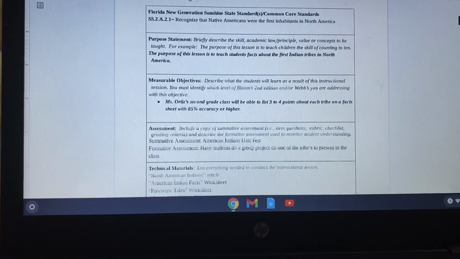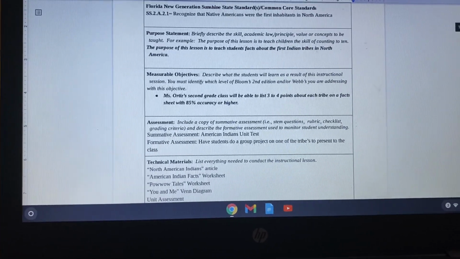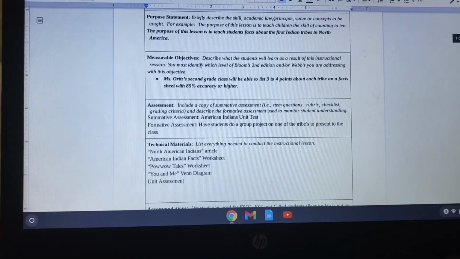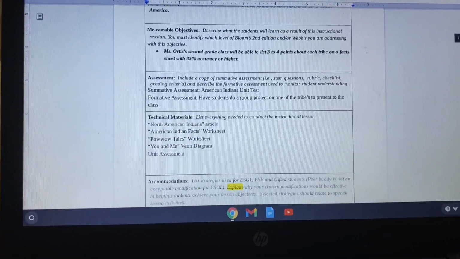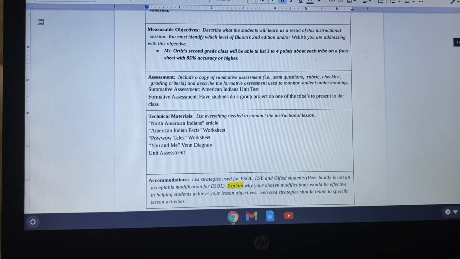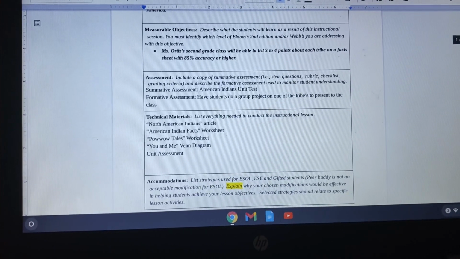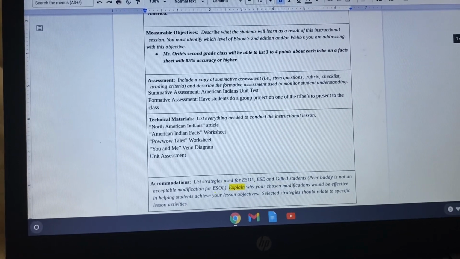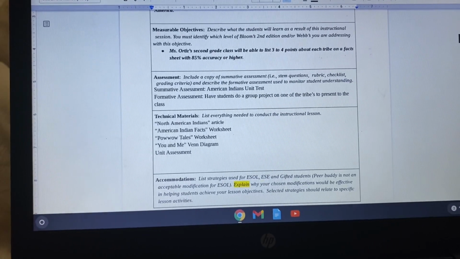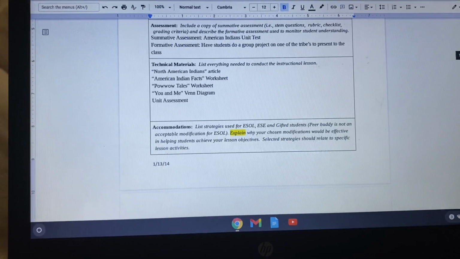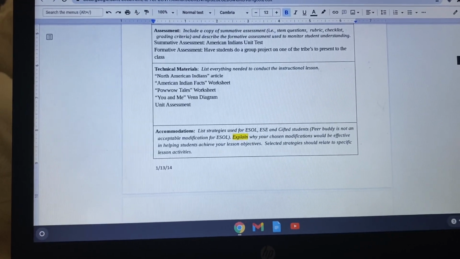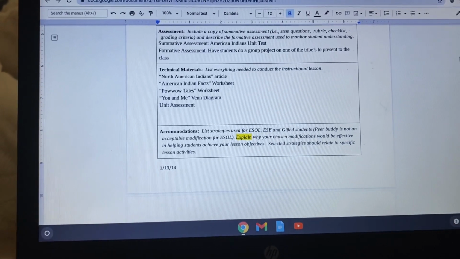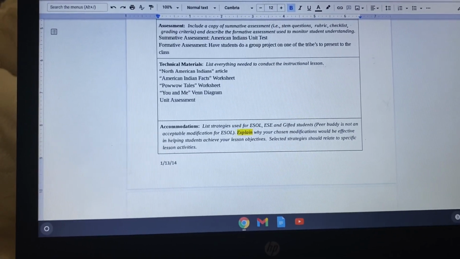My objective was Miss Ortiz's second grade class will be able to list 3 to 4 points about each tribe on a fact sheet with 85% accuracy or higher. My summative assessment is an American Indian unit test. And for formative, I said have students do a group project on one of the tribes to present to the class. My materials are the worksheets I have listed, the Venn diagram, the unit test, and the North American Indians article.